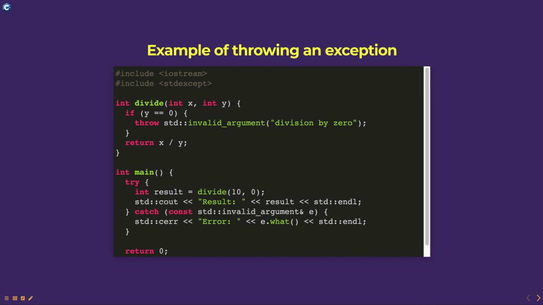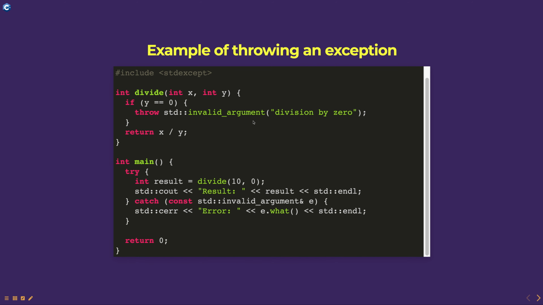Here is an example of throwing an exception. In this example, the divide function checks if the divisor y is 0, and if it is, throws an exception of type invalid argument with an error message. The exception object is caught in the catch block in the main function, and its error message is printed to the screen using what method.